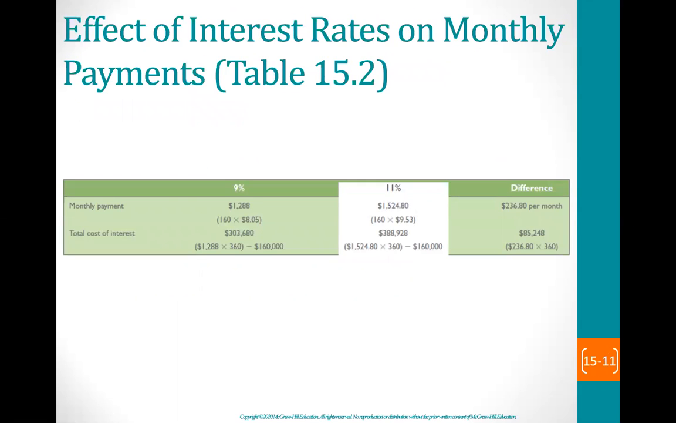It makes a big difference on the interest rate. Just a 2% interest rate increase in your monthly payment of just the principal and interest makes a $236.80 per month difference. Over the life of the loan, that comes out to $85,248 in difference in the loan, just with a 2% interest difference.